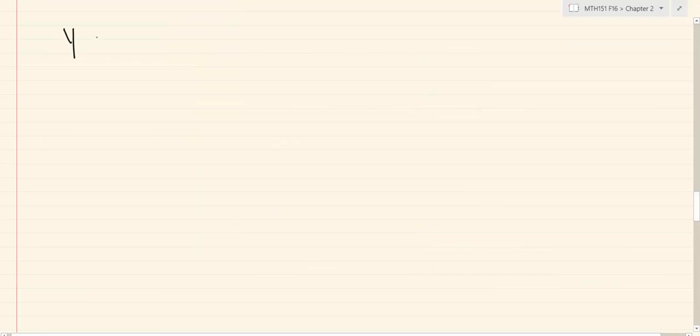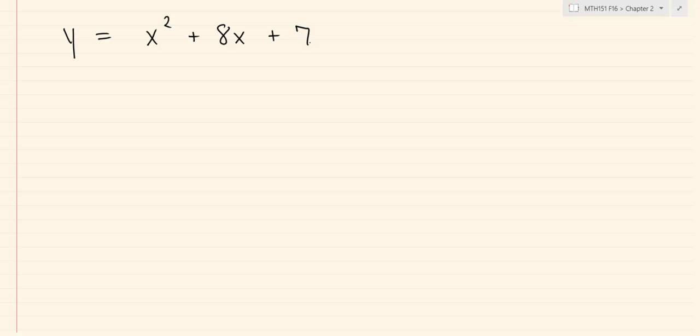What if we didn't give you a picture? What if we gave you this? x squared plus 8x plus 7. And we asked you all the same questions. Where's the vertex? Where's it increasing? Where's it decreasing? Is it a max or a min? What's the domain? What's the range?